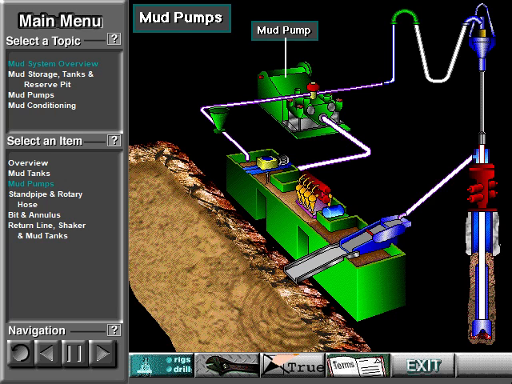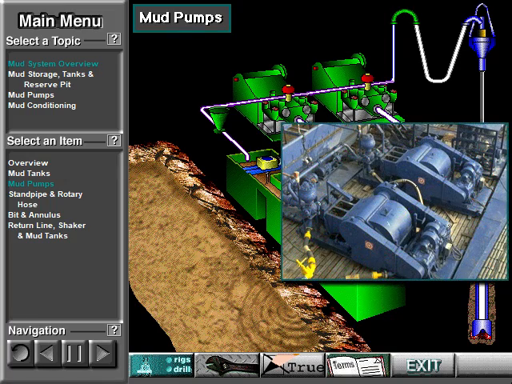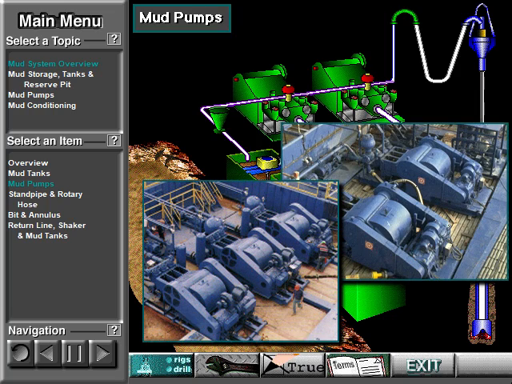The heart of the circulating system is the mud pump. Often, rigs have two pumps, one primary pump and one for backup. Or, if hole conditions require it, the driller can compound or combine the two pumps to circulate large volumes of mud. In fact, on deep wells, the rig may have 3 or 4 compound pumps.